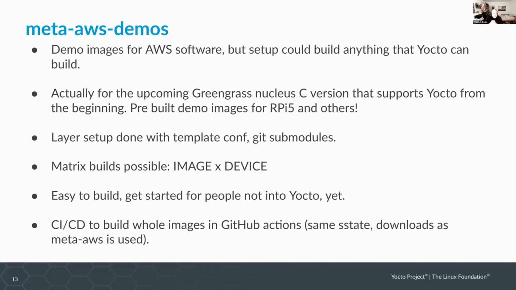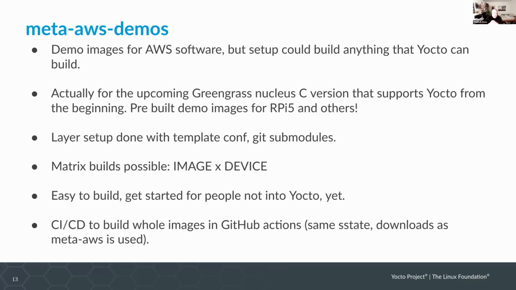And that layer setup is done with the template conf and Git submodules. I like Git submodules, not KAS or the repo tool. So that's my favorite. And with that setup, matrix builds are possible, like images on X devices, which is pretty cool, I think.